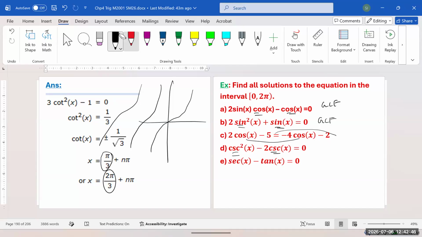And then I should do one where we have a quadratic. So let me change one of these. I'm going to do it later.